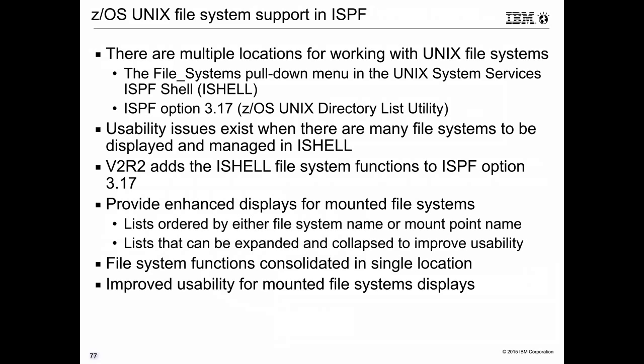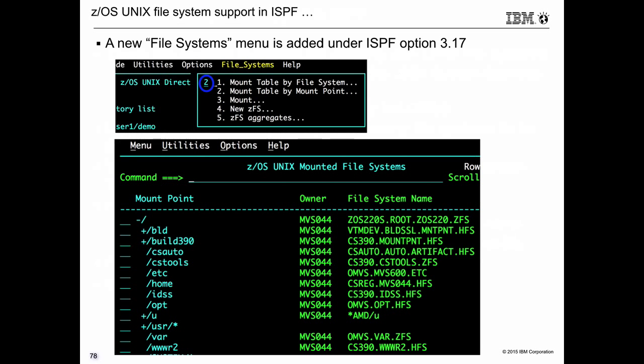And what I believe is the last topic in here is Unix file system support in ISPF 2.2. So as I said, we continue to take stuff that used to be available under iShell and move it into the Unix directory list utility under 3.17. And in 2.2 we moved the file systems menu over, and in doing so also enhanced the capability for displaying mounted file systems so that they were more usable for really large mounted file systems.